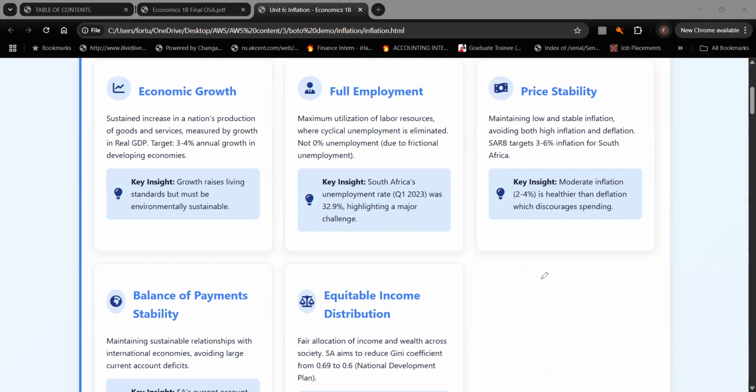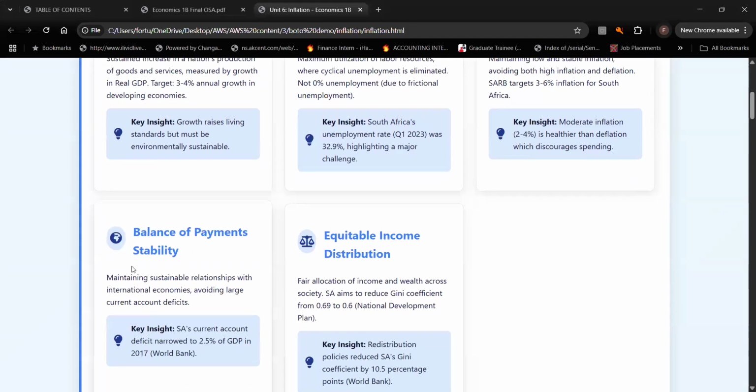Whenever you have inflation exceeding that, then that becomes a problem of inflation within that particular economy, and as a result, affects other variables as well. And also beyond and above that, we have the balance of payment stability, which is also a key performance indicator that is used to measure the performance of an economy. The balance of payments indicator is used to measure the trade that is taking place between the local economy and the external economy, as well as how that affects gross domestic product within a particular nation.